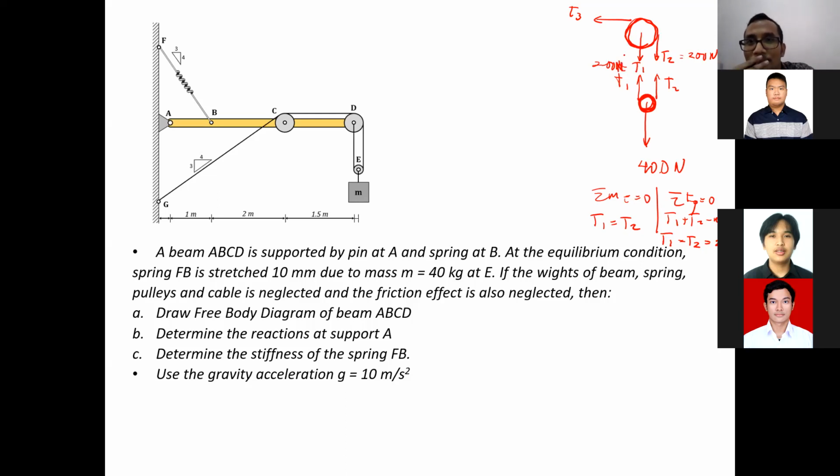What else do we have here? There's supposed to be a pin, so we have dy and dx. I will put dy here and dx there. Using sigma moment at D equal to 0, what will we get?